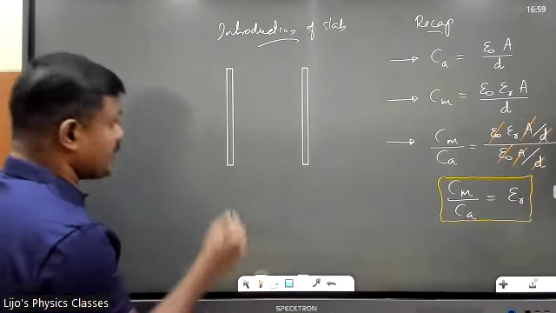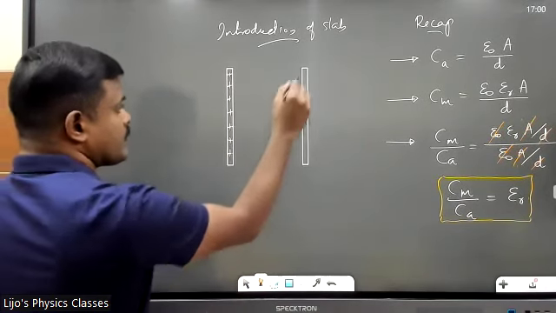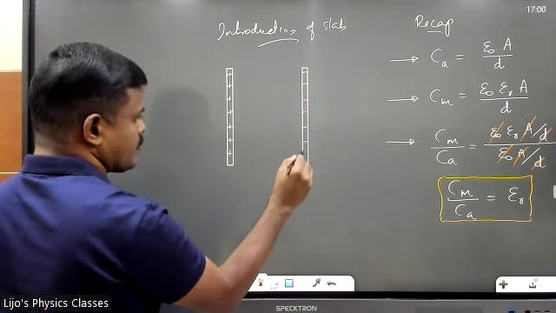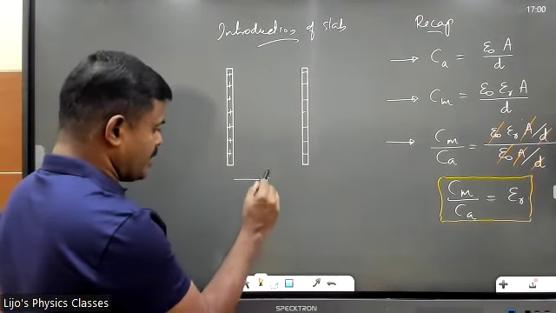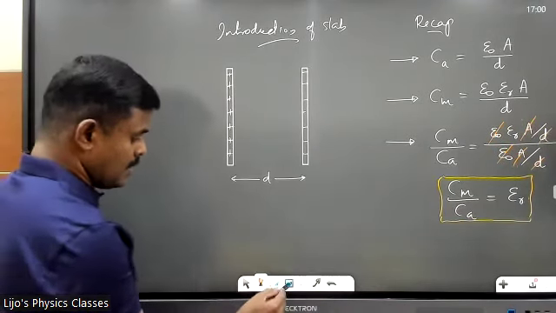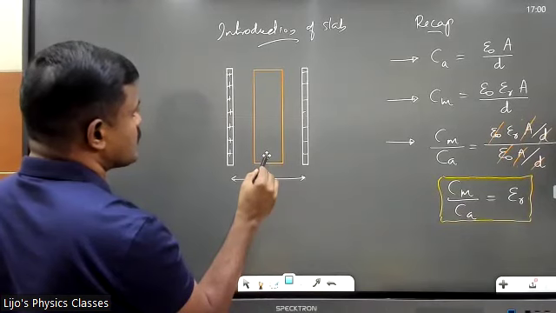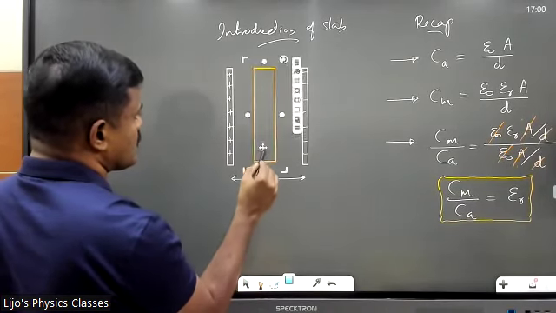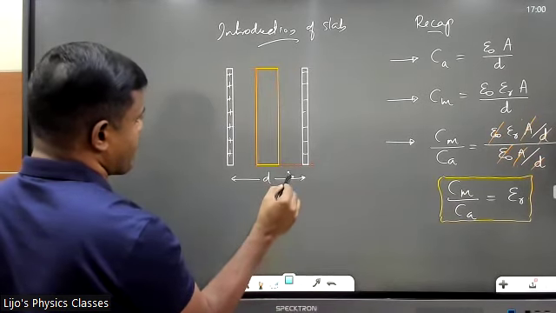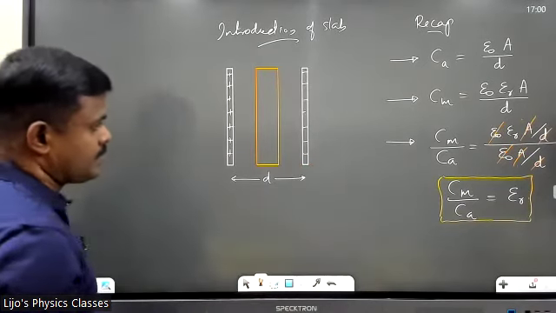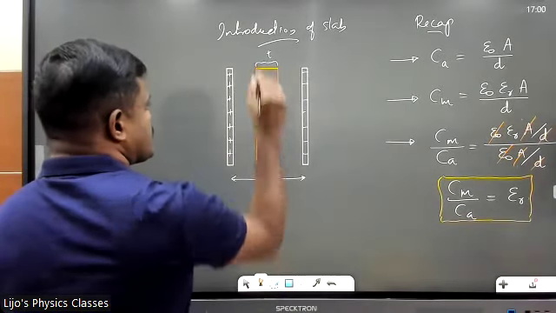First plate is having positive charges. Second plate is having negative charges. And they are separated by a distance d. Right inside, you are introducing a slab. This is a slab. Just draw this. Draw the slab inside. The slab has a thickness, I said already, thickness is t.